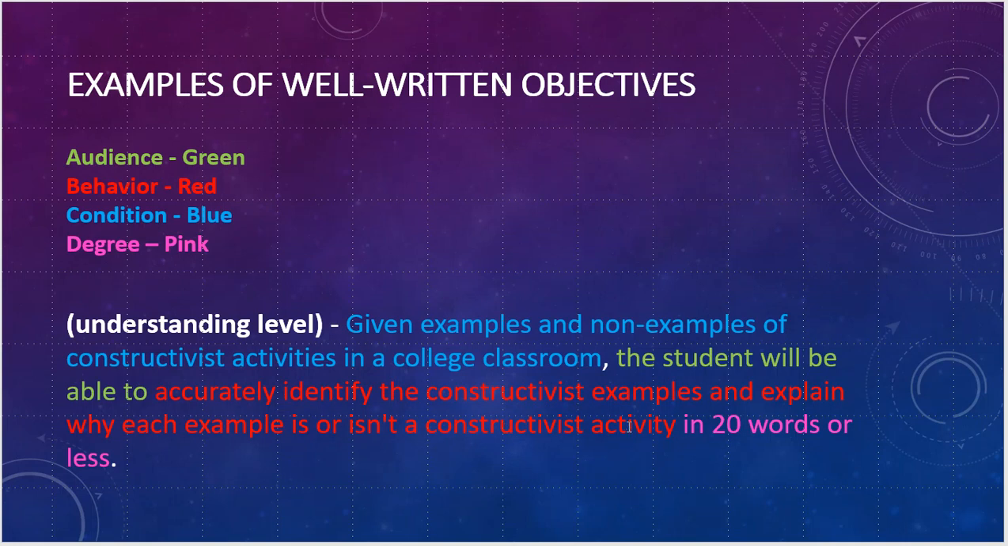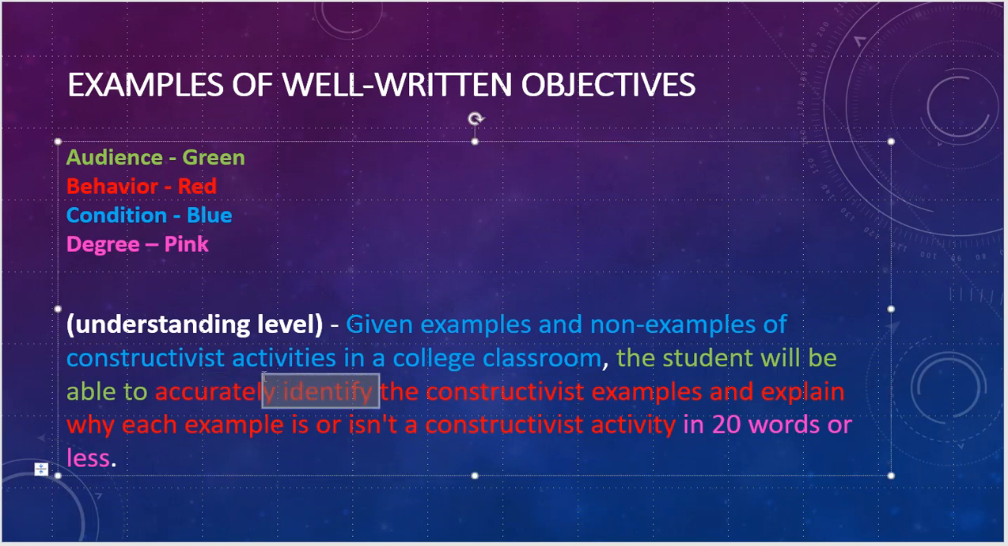Now here's a problem with this objective. We have two verbs, identify and explain. So this is a problem. We should only have one verb in an objective. And so what I would say should have happened is they could have left this part out, because they can't identify the examples if they don't explain why it is or isn't. So I would have left this part out and said the students will be able to explain why each example is or isn't a constructivist activity in 20 words or less. That's much easier, much more clear, much more concise.